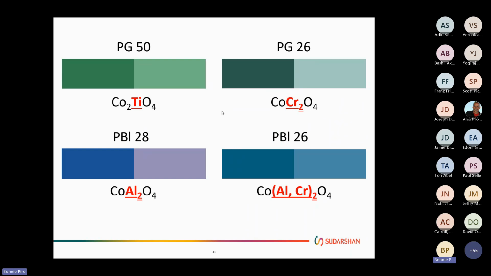Likewise, as I mentioned in the earlier slide with the rutiles, here you can see swapping out the metal ion shifts the color space. So in the green space, moving from titanium to chromium, with the Green 50 to the Green 26, shifts from yellow to blue. And on the blue side, when we swap out one of the aluminums for a chromium, we move from the red space to the green space for blue.